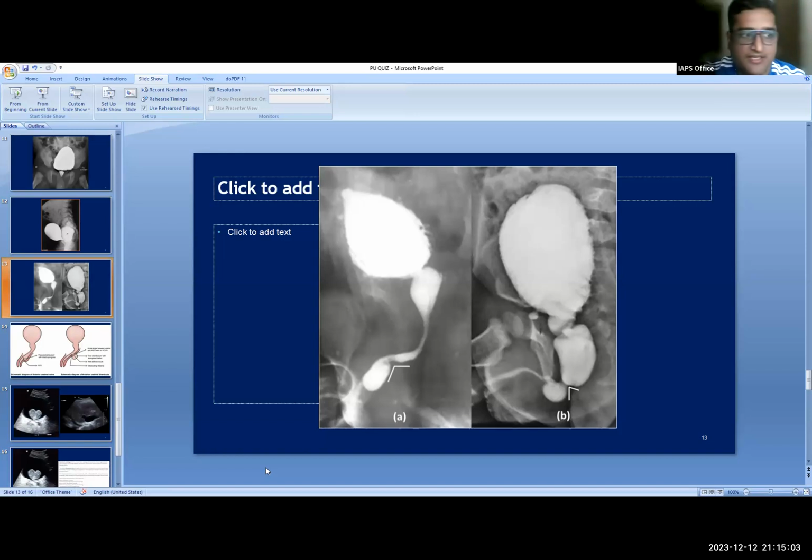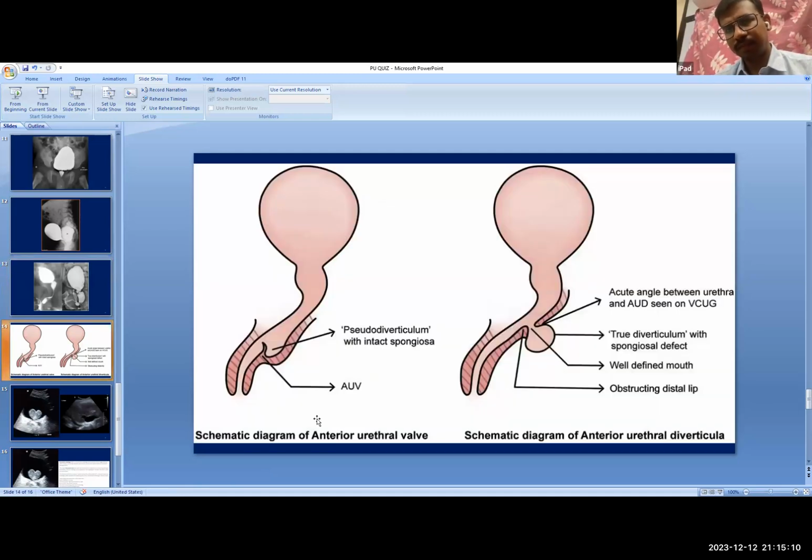How do you differentiate that? Sir, it's usually a pseudo diverticulum in anterior urethral valve. So there is intact spongiosa and the angle is obtuse. While in a true urethral diverticulum, the angle is acute between the urethra and the diverticulum. That's how you differentiate. That was the last quiz part.